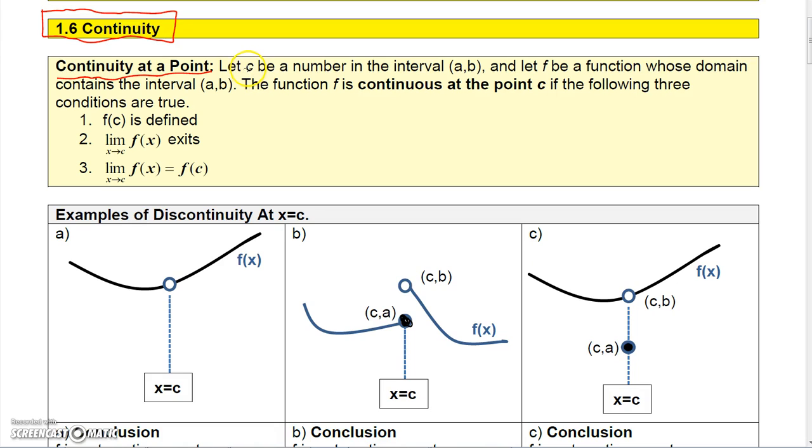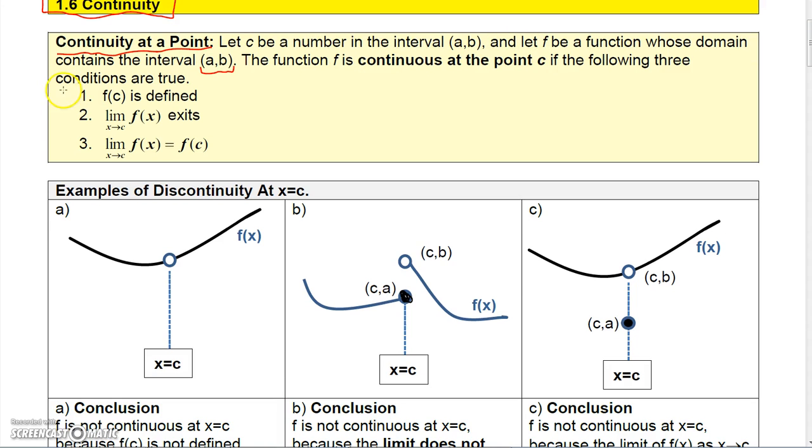Now, in a minute, I'll actually give you this in layman's terms, but right now, let's talk about it in formal terms. Let's say c is a number in the interval a to b. So, in other words, c is between a and b. And let f be a function whose domain would actually contain the interval a to b. Now, the function f is going to be continuous at the point c if the following three conditions are true. All three of these conditions have to be true for a function to be continuous at c.